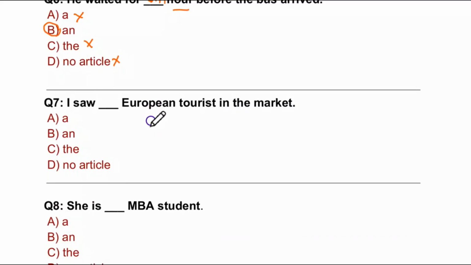Question 7. I saw blank European tourists in the market. Here it's European. The first letter is E, but the sound is U, so it's a consonant sound. So an is not the correct answer, the is not, no article is not. The correct answer is A. I saw a European tourist in the market.